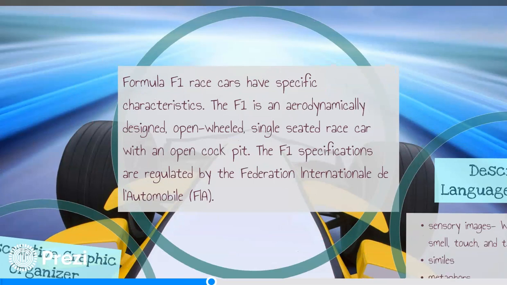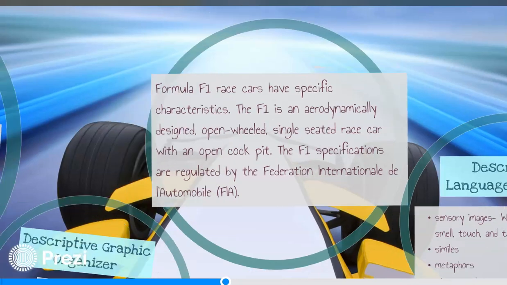Here's an example. Look how the author in this short passage uses descriptive language. Formula F1 race cars have specific characteristics. The F1 is an aerodynamically designed, open-wheeled, single-seated race car with an open cockpit. The F1 specifications are regulated by the Fédération Internationale de l'Automobile, FIA. Did you notice the descriptive language? Yeah, the author definitely showed us what the race cars in Formula F1 would look like.